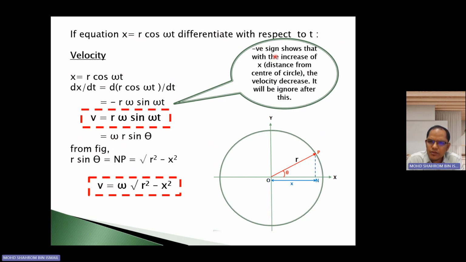That clearly shows the negative sign means that with an increase of x, the distance from the center of the circle, the velocity decreases. It will be ignored after this. From the figure, you can see that r sin theta is equivalent to NP, which is the square root of r squared minus x squared. So v is equivalent to omega times the square root of r squared minus x squared. Omega is the angular velocity of the circular motion, r is the radius, x is the distance.